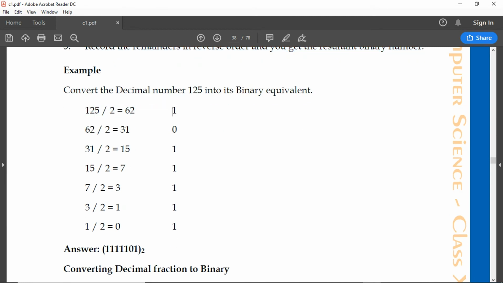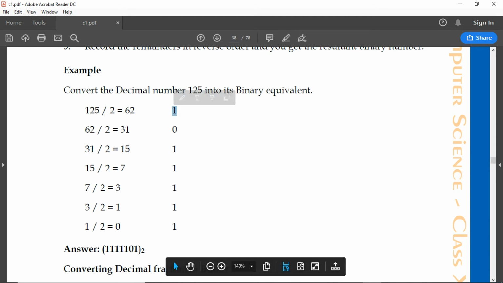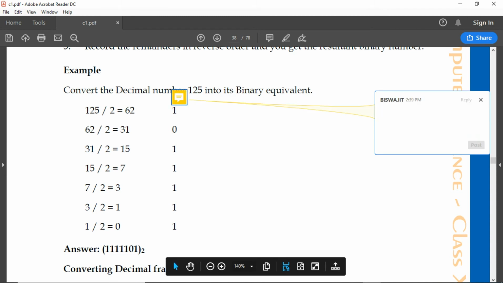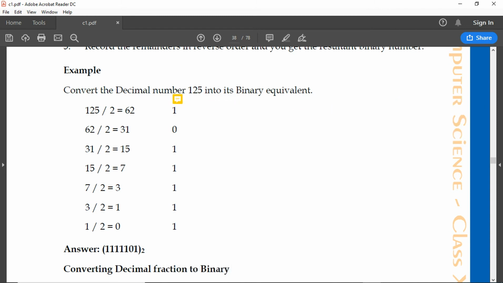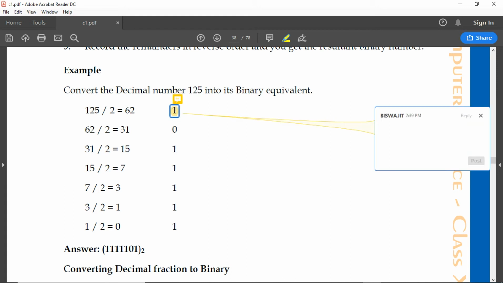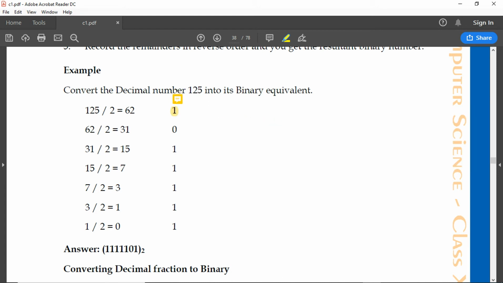Example. Convert the decimal number 125 into its binary equivalent. 125/2 equals 62 remainder 1. 62/2 equals 31 remainder 0. 31/2 equals 15 remainder 1. 15/2 equals 7 remainder 1. 7/2 equals 3 remainder 1. 3/2 equals 1 remainder 1. 1/2 equals 0 remainder 1. Answer, 1111101 base 2.